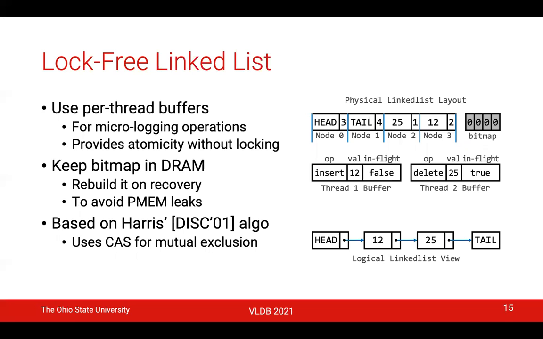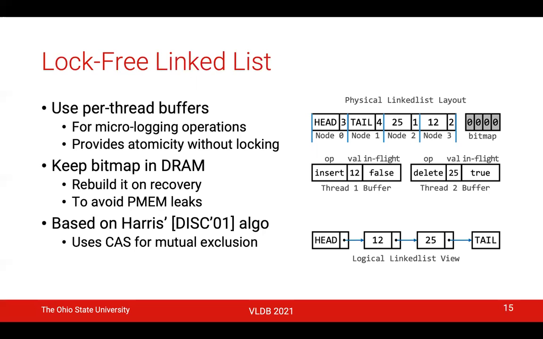The figure on the right here shows an overview of the design. At the top, we have the physical layout of the linked list. This consists of an array of nodes indexed using a bitmap. Then below, we have per-thread buffers for micro-logging operations. At the bottom, we show the logical view of the linked list.